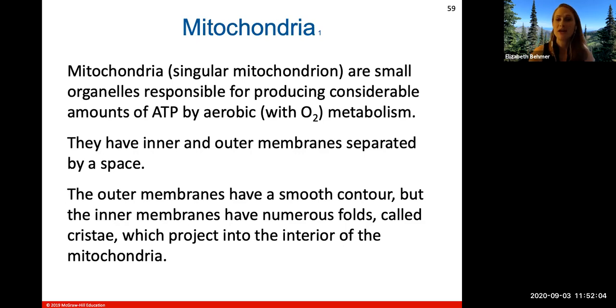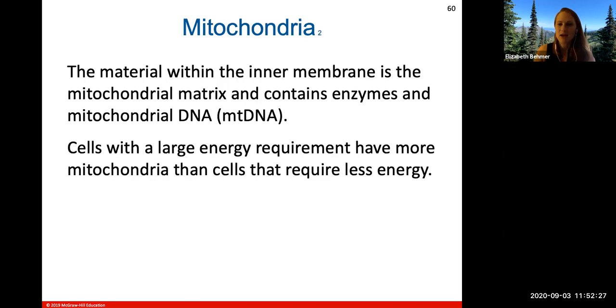Mitochondria, they're singular if you say mitochondrion. They're small organelles and they create ATP by aerobic metabolism. That means that you need oxygen to create energy in your cells, and creating the ATP happens in your mitochondria. They have two membranes. These membranes are folded on top of each other, and we call them cristae. And I'll show you a picture of what that looks like. The material within the inner membrane is the mitochondrial matrix. This will contain enzymes and mitochondrial DNA, which is its own separate genetic material for mitochondria.